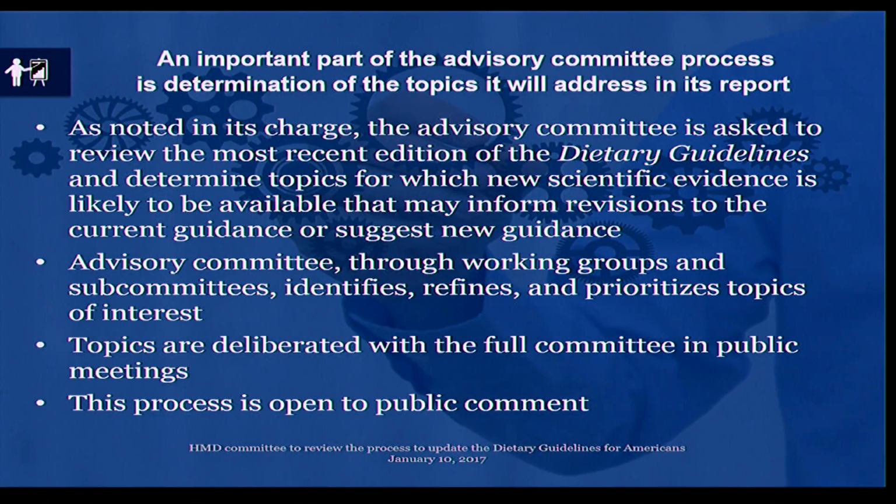An important part of the advisory committee process is determination of the topics it will address in its report. As noted in their charge, the advisory committee is asked to review the most recent edition of the dietary guidelines and determine topics for which new scientific evidence is likely to be available that may inform revisions to the current guidance or suggest new guidance. The advisory committee then, through working groups or subcommittees, identifies, refines, and prioritizes its topics of interest. These topics are then deliberated with the full committee in public meetings, and as with the entire advisory committee process, this aspect is open to public comment.